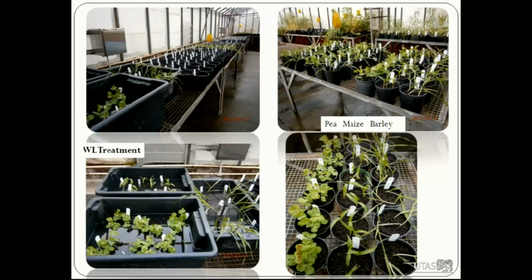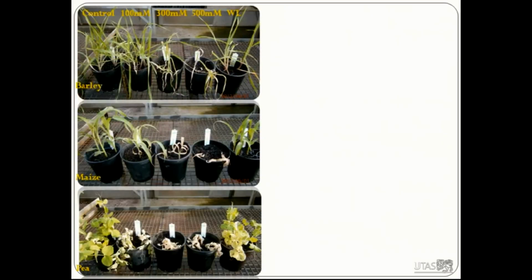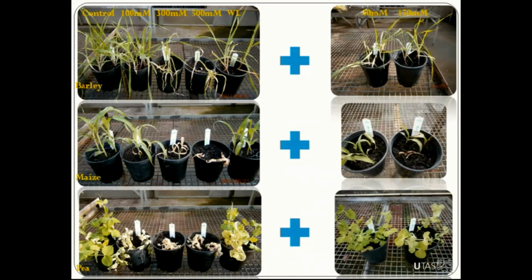Now, these pictures are taken when I first started treatment for salt and waterlog. The first lot were barley, maize, and peas. Each plant species has 6 replicates, and each pot contains 3 individual plants. These pictures show the reaction of barley, maize, and peas under control, 100, 300, 500, and waterlog treatments. Soon after the harvest, I decided to add 2 extra treatments, 50 and 150 millimolar salt, so I can see the cascading effects on maize and peas.